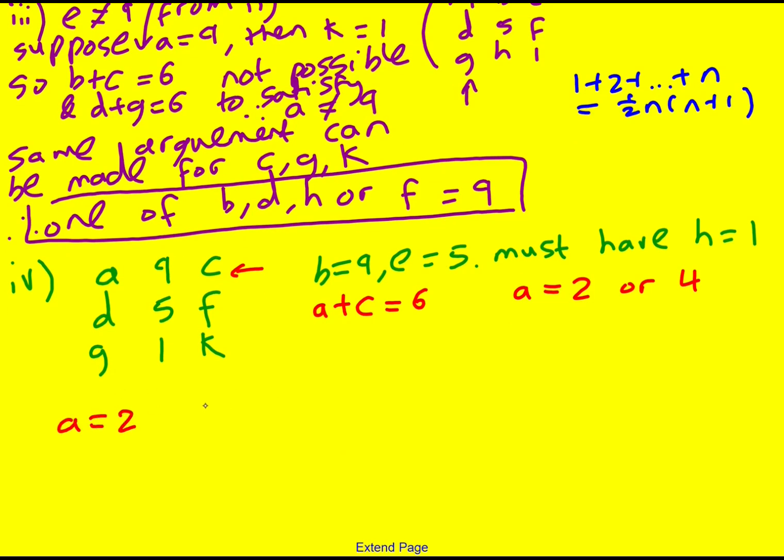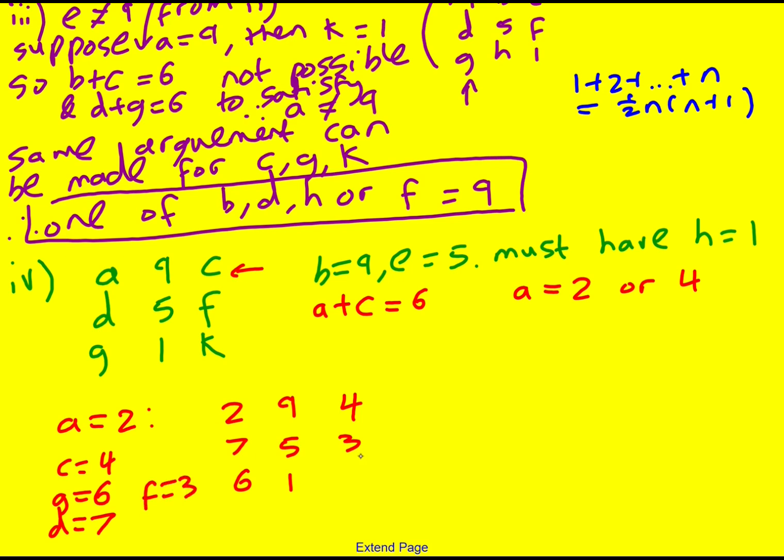A equaling 2 means we'd have 2, 9, 5, 1. Then C would equal 4. And then it just follows that G, to get 9 here, G would have to equal 6. We have 8, so D would have to equal 7. Here I've got 12, so F would have to equal 3. And finally, K would have to equal 8. So this is a possible solution.